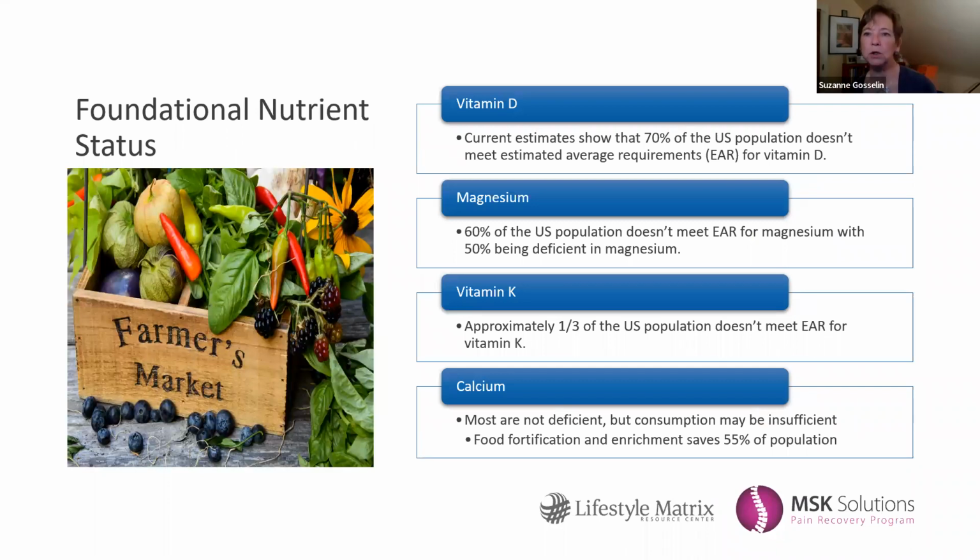So let's start with the nutrition piece. There are 4 key nutrients that are really critical for bone health. There's vitamin D, magnesium, K, and calcium. And the first 3 are, by many different measurements, nutrients that most people in this country are deficient or insufficient in. Most people may not be blatantly deficient in calcium, but their consumption may be insufficient. And what saves most of the population is that many foods are fortified or enriched with forms of calcium.